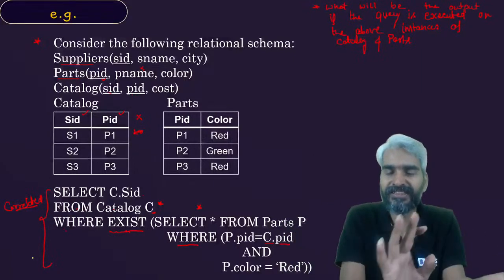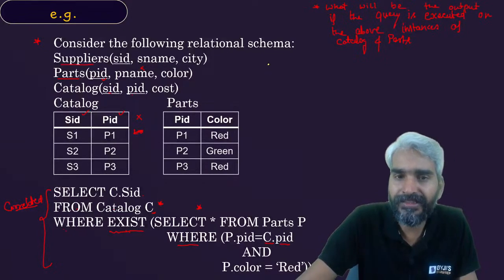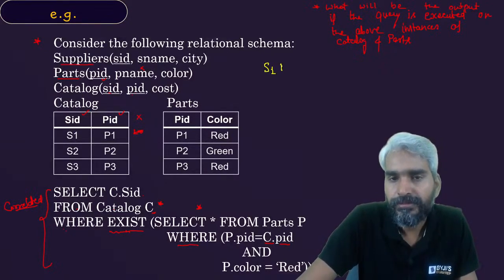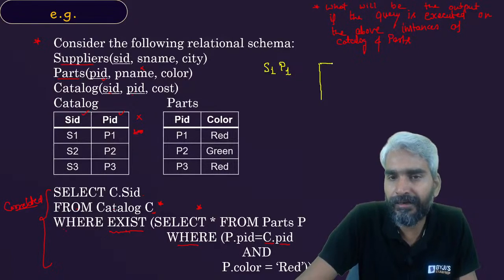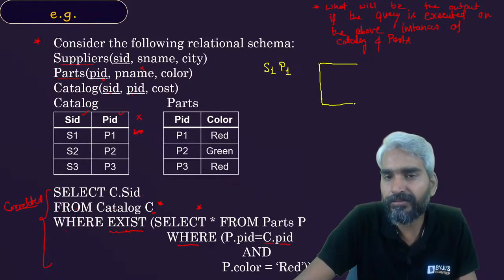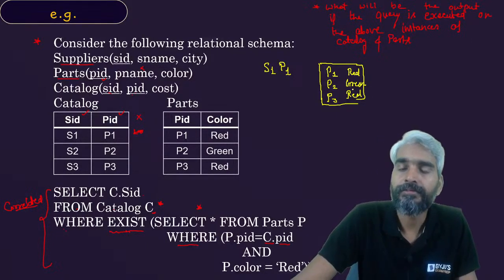It's fine. Let's start. So what will happen? What did I say? First, you will take the first tuple, that is S1 P1, from the relation catalog. Then you will go to the inner table. The inner table consists of three tuples: P1 red, P2 green, P3 red.